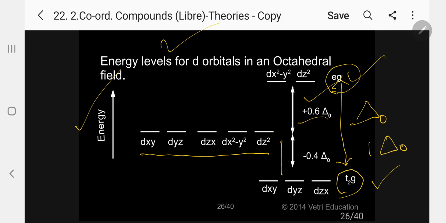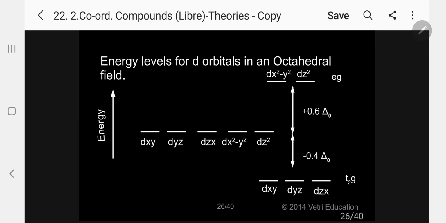Kindly follow. This is just to give knowledge. From the normal energy level, the EG orbitals go to higher energy than the normal energy, whereas the 3 T2G orbitals come lower, and the proportion is 3:2. Kindly follow.